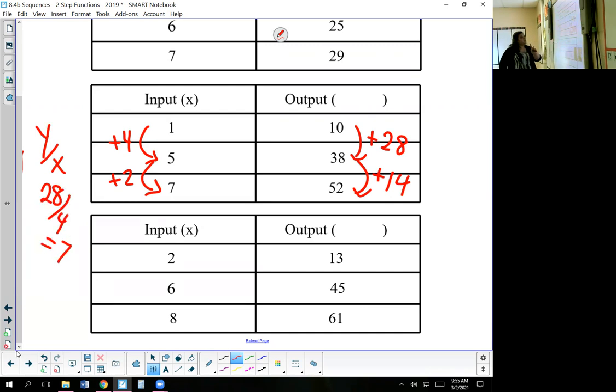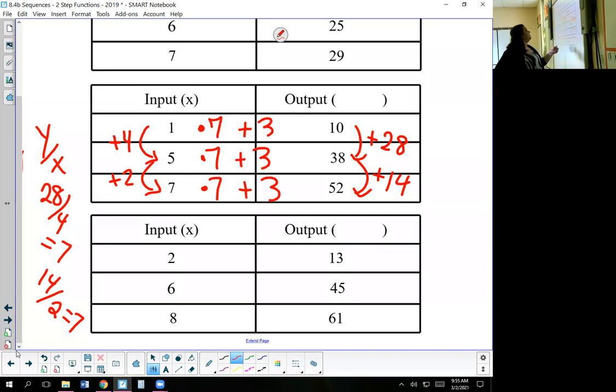That better give me the same answer for the other one. If I take 14 divided by 2, right? 14 divided by 2, I still get 7. So far I need to multiply by 7 and then see if this works. Do you add 3 every time? You do. So your equation is y equals 7x plus 3.